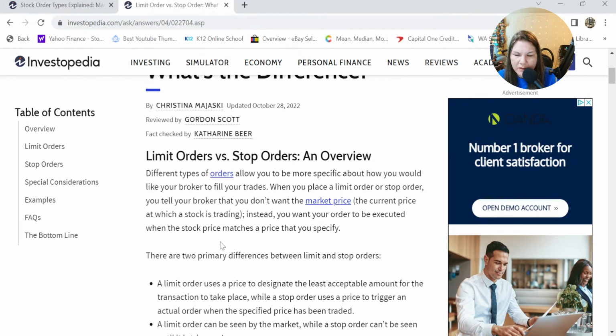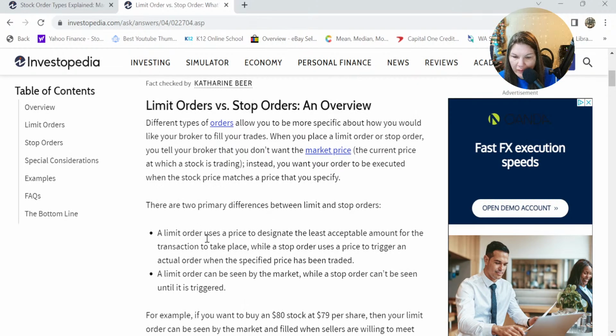Different types of orders allow you to be more specific about how you would like your broker or yourself to fill your trades. When you place a limit order or a stop order, you tell your broker that you don't want the market price, the current price. Instead, you want your order to be executed when the stock price reaches a price you specify. A limit order uses a price to designate the least acceptable amount for the transaction to take place, while a stop order uses a price to trigger an actual order when the specified price has been traded.